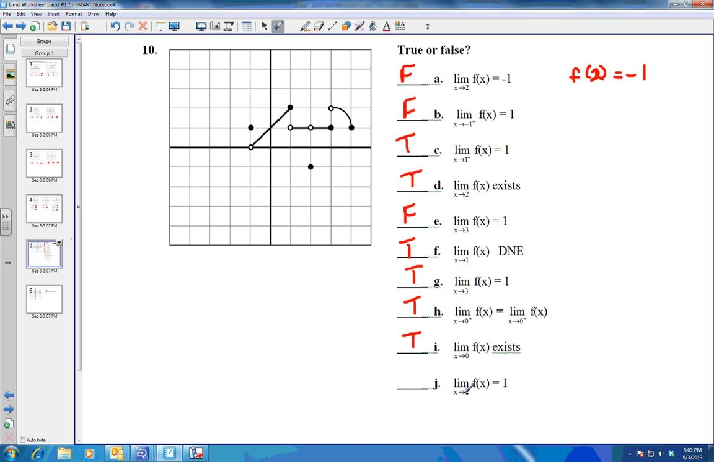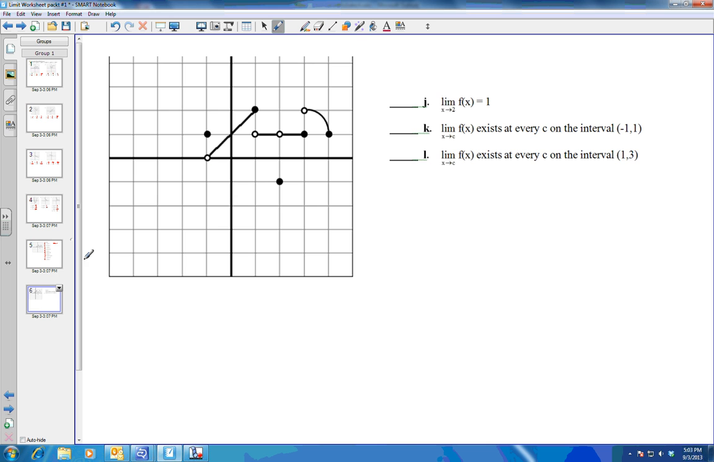The limit as x approaches 2 is 1. Right here as x approaches 2 from the left, it's 1. From the right, it's 1, so that is true. J, the limit as x approaches 2 is 1. As I approach it from the left, it's 1. From the right, it's 1.